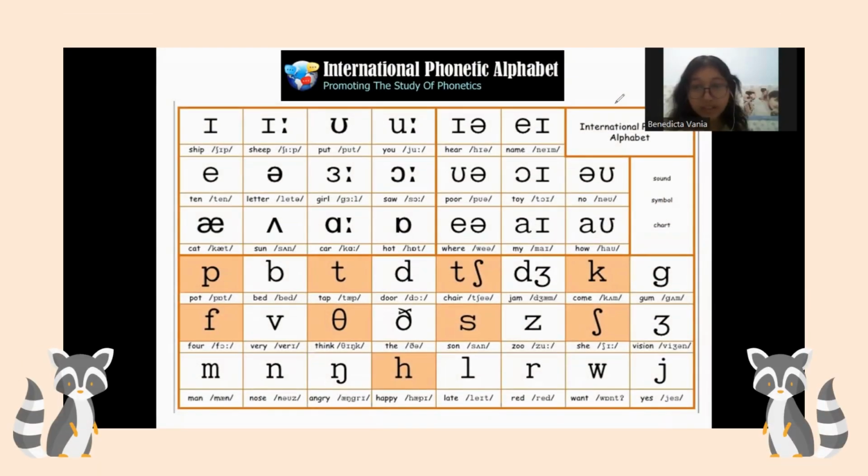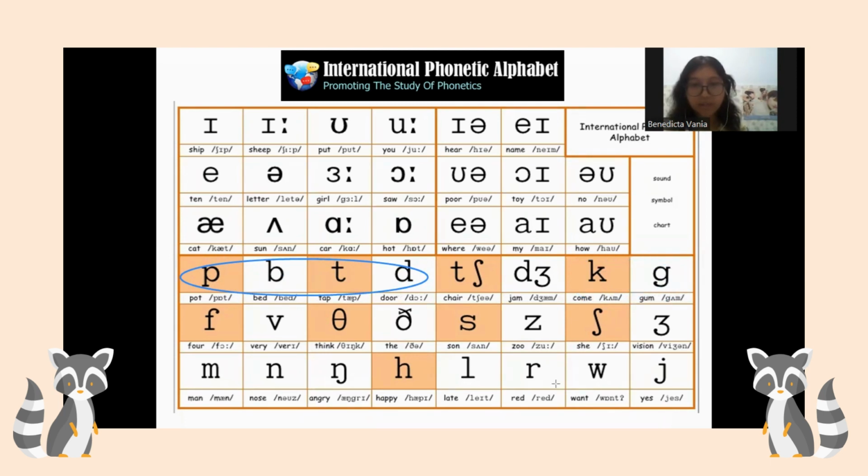There are 24 consonants that we need to learn about. They're divided into stop consonants, fricative consonants, affricate consonants, nasal, lateral, and median consonants. But first, we're going to talk about the stop consonants. So we're going to talk about 6 of the stop consonants, which are these consonants over here.